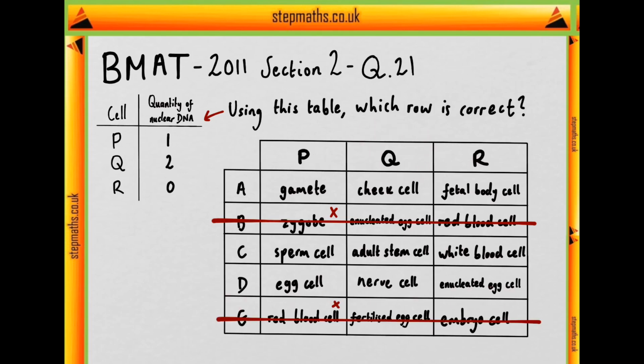Moving on to Q, we were looking for diploid cells. Cheek cell is a somatic body cell. So are adult stem cells, they have the normal complement of DNA, and the same with nerve cells. So nothing's eliminated so far.